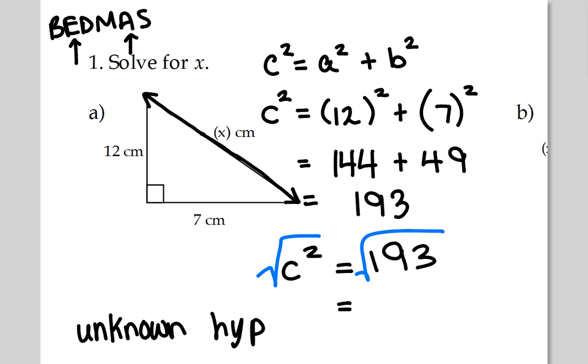So help me out. I got 13.89. Okay. About. Roughly. There's some rounding in there. That little squiggle I use for approximate. Guys okay with that one? That's the method when you have the unknown hypotenuse.